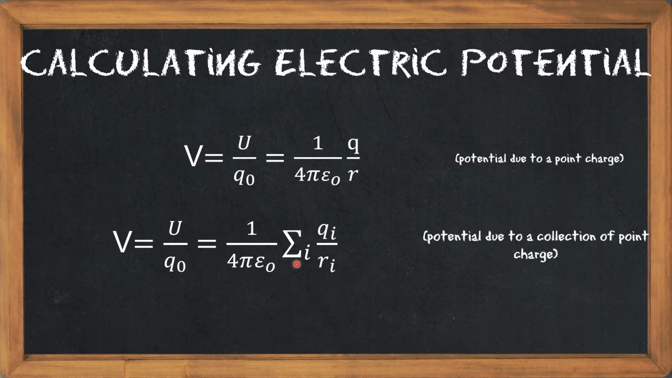For the potential due to a collection of point charges, the electric potential V equals 1 over 4 pi epsilon naught times the summation of Qi over Ri for all i.